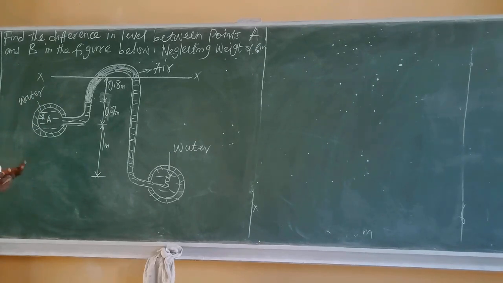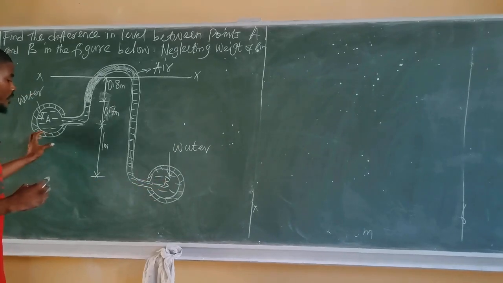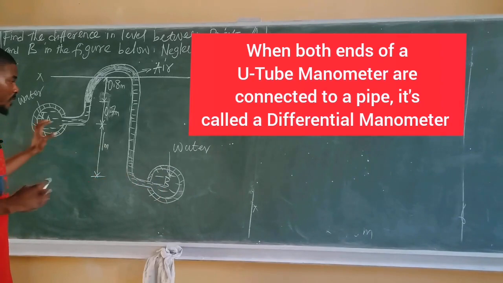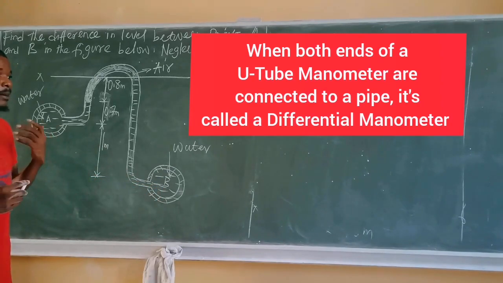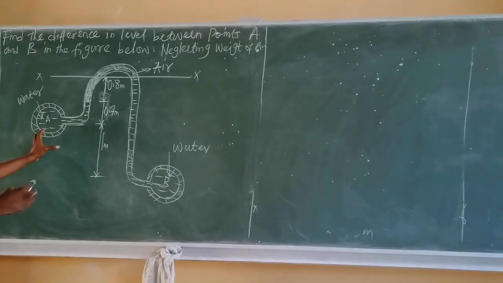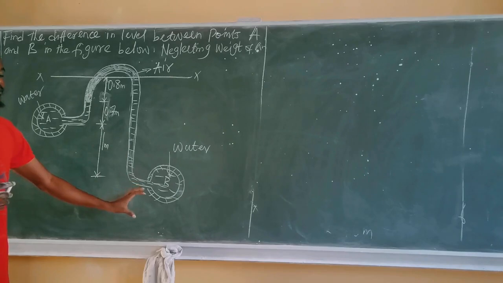Now take note please, whenever both ends of a U-tube manometer are connected to a pipe, it is simply called a differential manometer. Okay, so keep that in mind. Now, in this case, we have an inverted differential manometer.